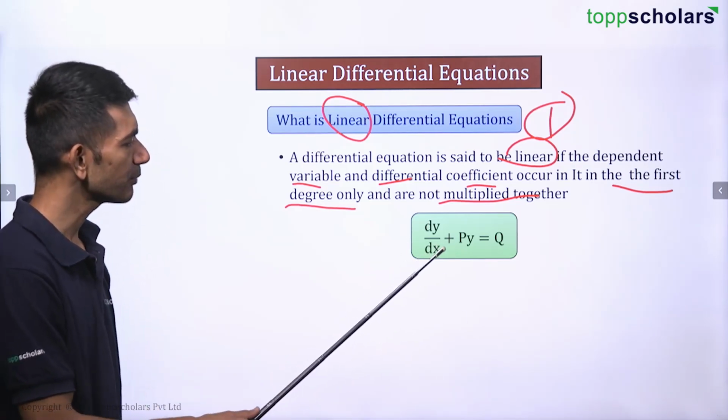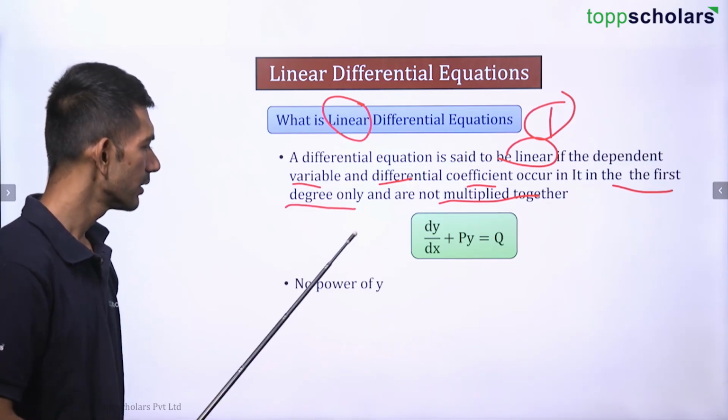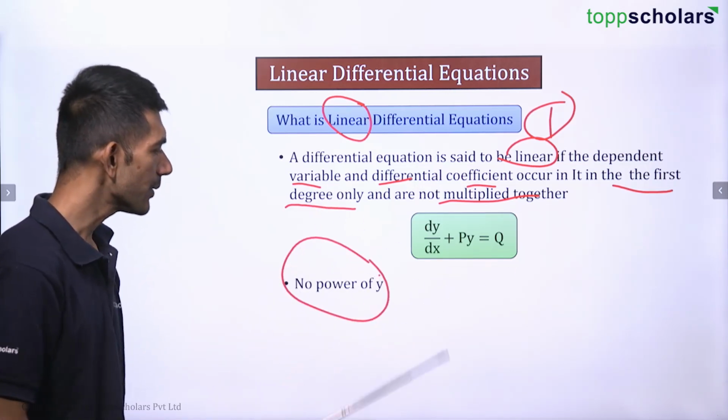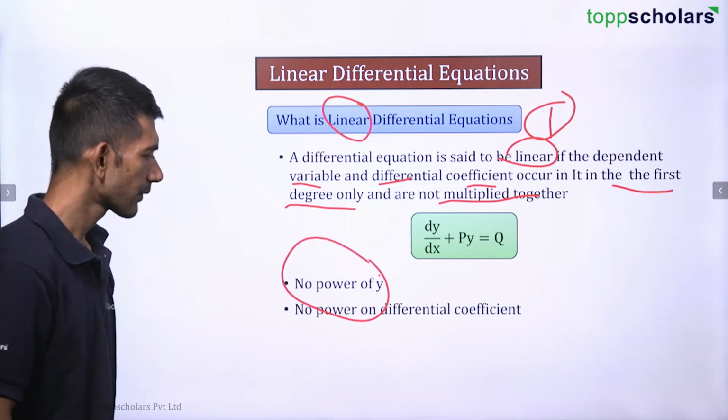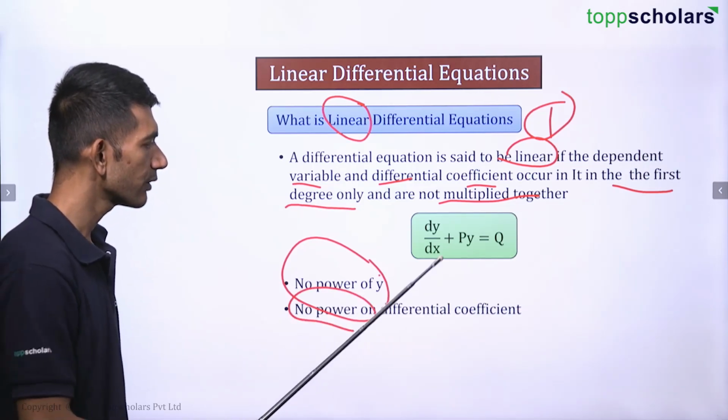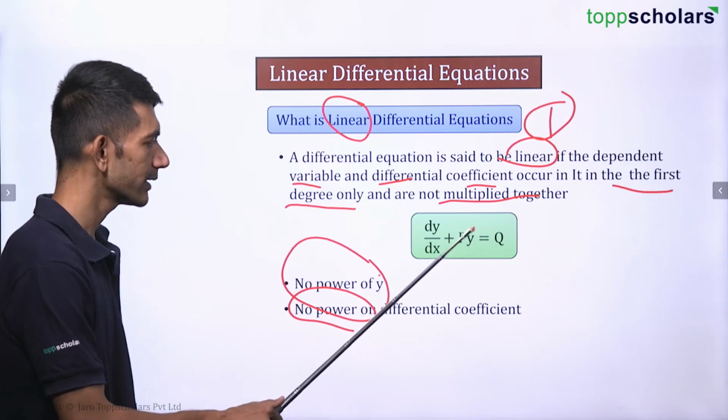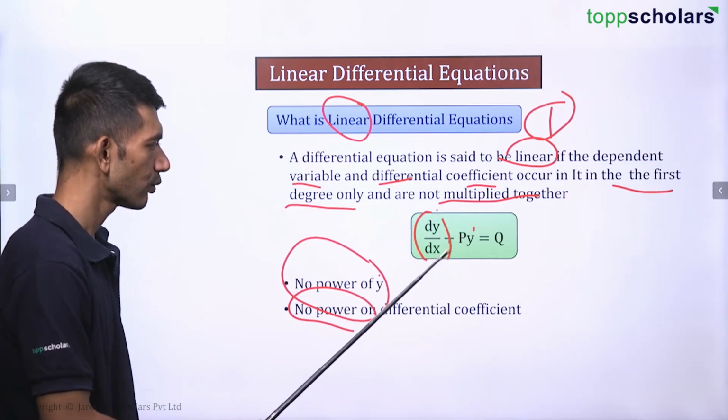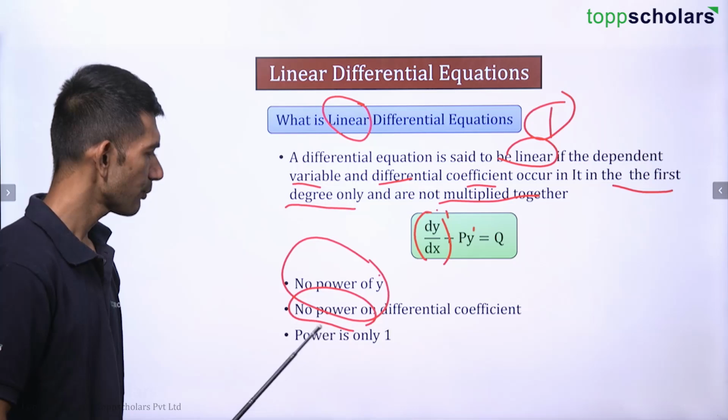So dy by dx plus py is equal to q, right? So there is no power of y, no power on the differential coefficient. See, there is no power means there is 1 here, and this is also 1, right? So power is only 1.